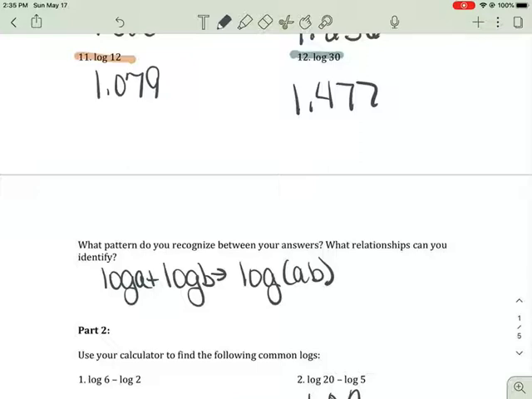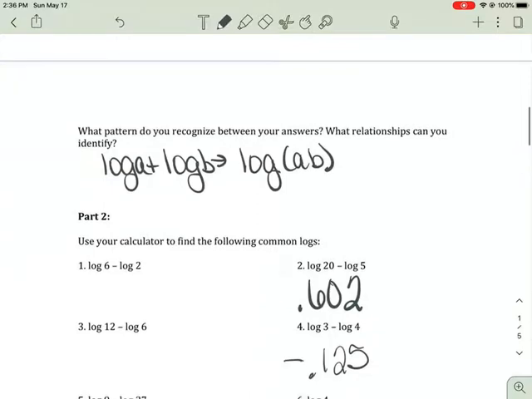So I want you to pause the video. I'm going to go through and talk through the rest of them, but I did half of them. I want you to pause the video, see if you get the same answers as me, and see if we get the same conclusions. Okay, so pause the video and see if you come up with the same conclusions.